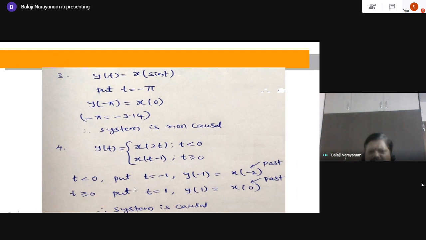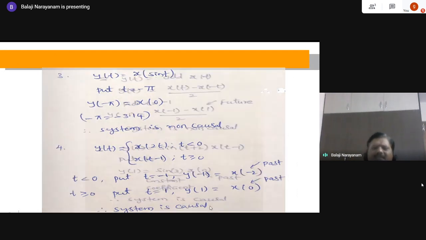And similarly, for t greater than or equal to 0, what is the value of t? You can take any value which is greater than or equal to 0. Let us take a simple case, t is equal to 1, y of 1 is equal to x of 0. So in both the cases, we observe that our output depends only on the past input values. Hence, we may conclude that the given system is a causal system.